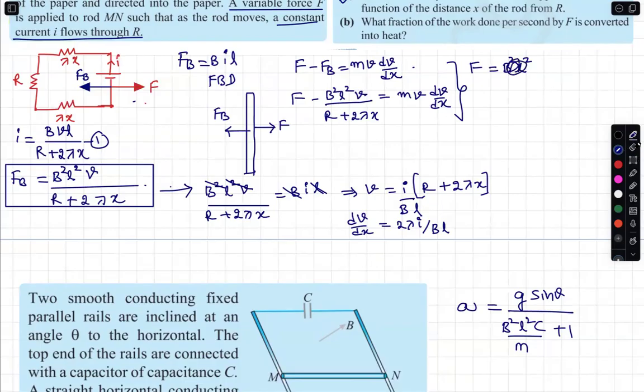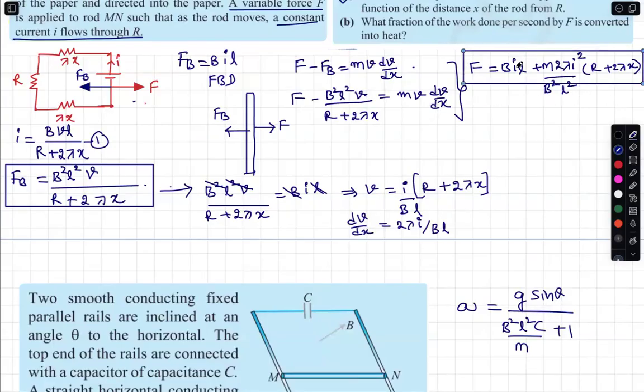You have given me current as data. I will use that data. Why not BIL plus M? Now I will use V data, dB by dx data. You need to take the product of these two. Product of these two gives you what? 2 lambda I square by B square L square times R plus 2 lambda x. That's all. I have done the question.